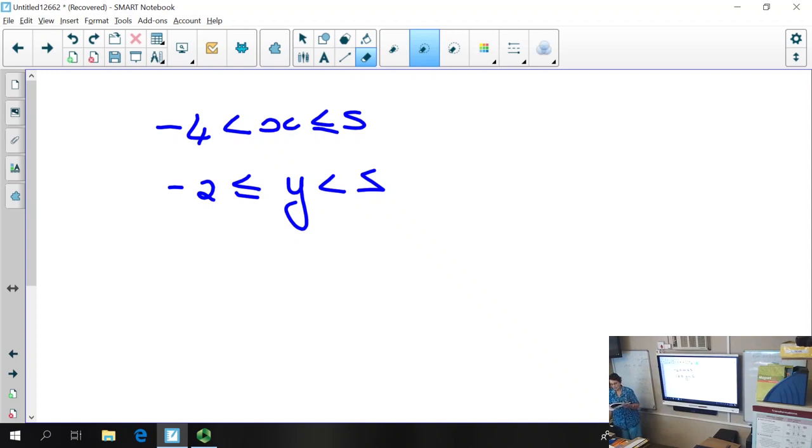Joanne, is there a restriction on x here? No. X is an element of the real numbers. It could be anything. There's no restriction there. And the domain, same thing. Y is an element of the real numbers. There's no restriction there.